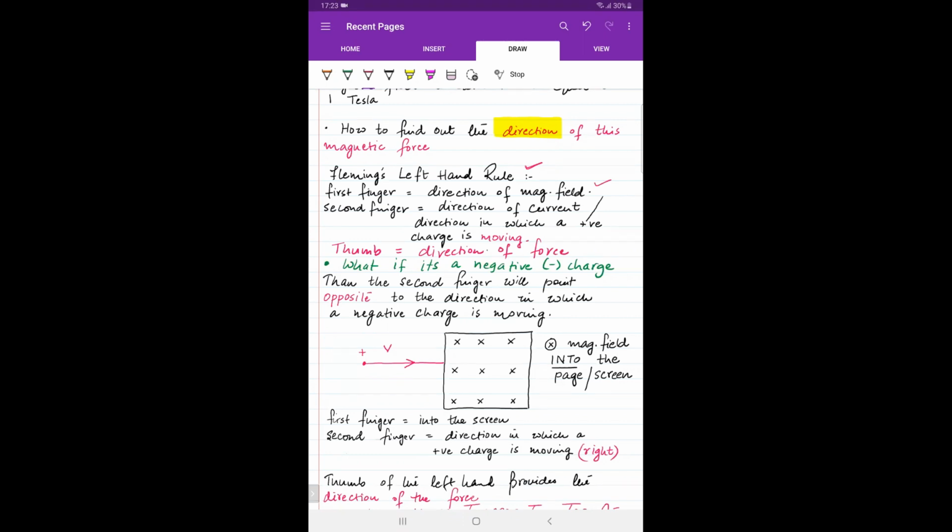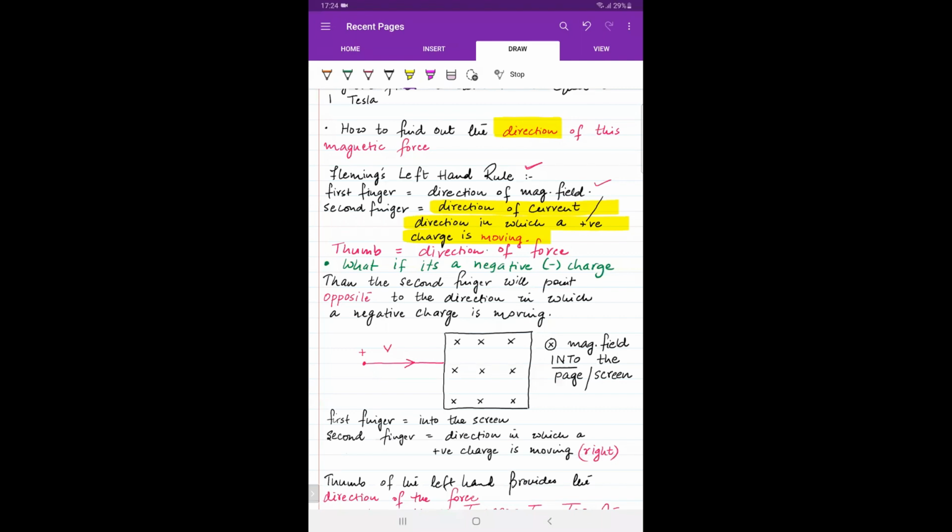A second finger, you can say it can either point in the direction of current, ये भी wording सही है अगर आपको use करनी हो तो, or alternately you can say the second finger should point in the direction in which a positive charge is moving. The reason why they accept both wordings is because current is basically defined as the flow of positive charge. So either of the two wording is fine. So the second finger should point, either you can say in the direction of current, or since current is the flow of positive charges, so मैंने slash करके लिख दिया है direction in which a positive charge is moving.